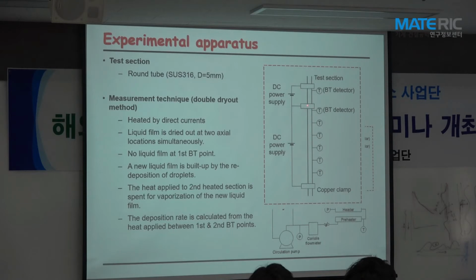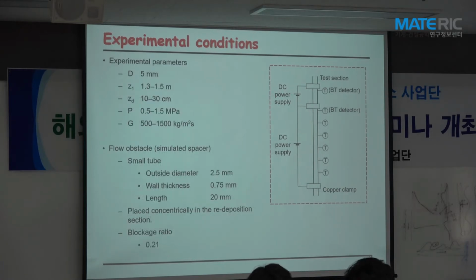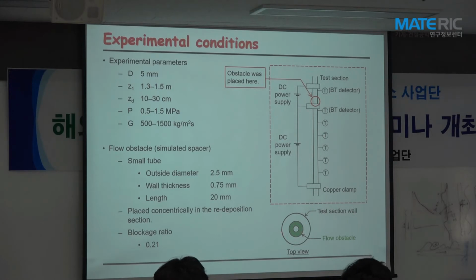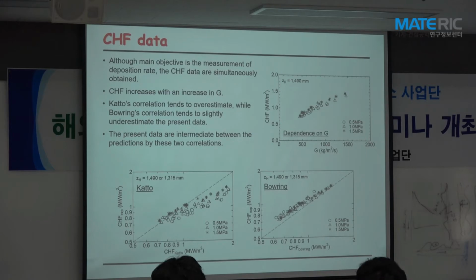It is once more dried out here, and from the heat input here, a deposition rate can be measured. Also, some structure is placed here, and whether the deposition increases or decreases was measured. The obstacle shape was rather simple. It's not a cylinder, a tube was used. And the result is here.